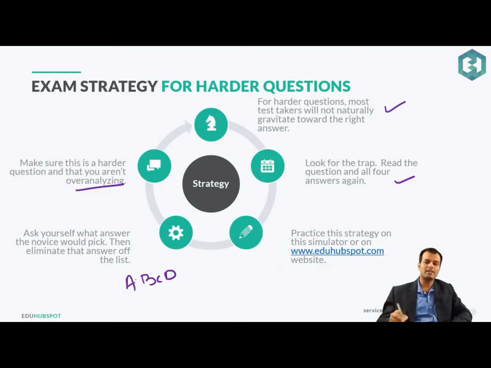Whenever you practice, say there are 25 questions, mark 1 to 25 and write A, B, C, D in front of all of those questions. Then practice your strategy by elimination technique. Scratch off, eliminate the answer choice that a novice or a fresher would pick. Then practice this strategy on this simulator or on our website. You can also download our app and start practicing questions while you are traveling, or when you cannot open your laptop.